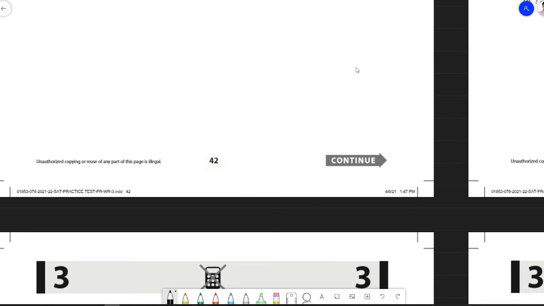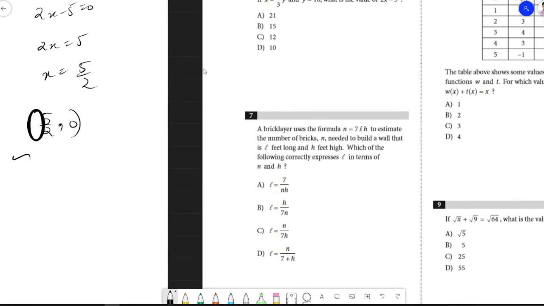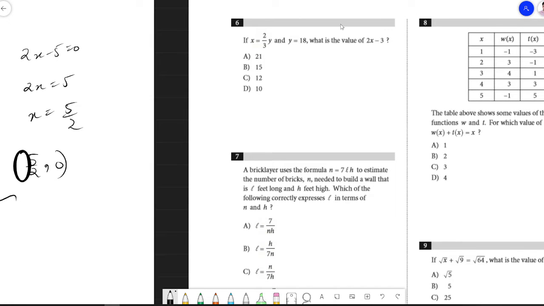Sixth question. If x equals 2 by 3 y and y equals 18, what is the value of 2x minus 3? If y equals 18, I'll substitute the value of y in x. So x equals 2 by 3 times 18. 3 times 1, and here 3 times 6, will be 2 times 6, which is 12. Now x is 12. I'll put the value of x in this equation. So it will be 2 times 12 minus 3, equal to 24 minus 3, that is 21. A.